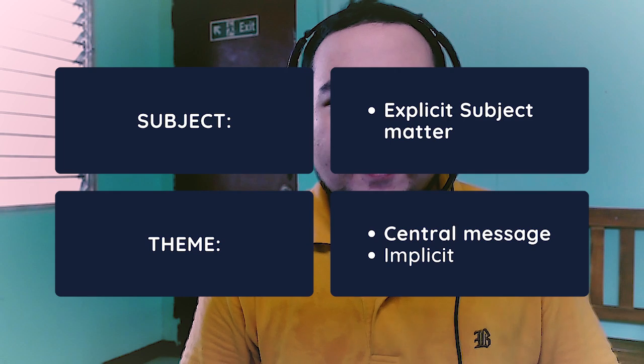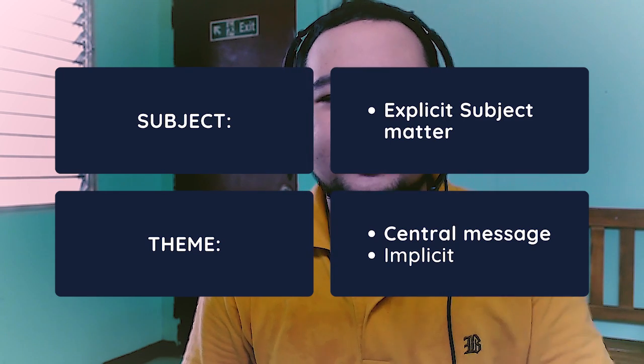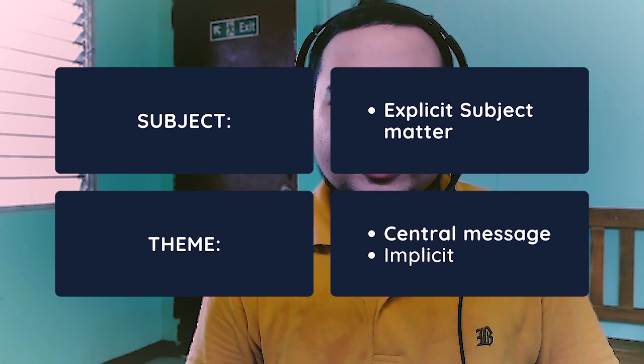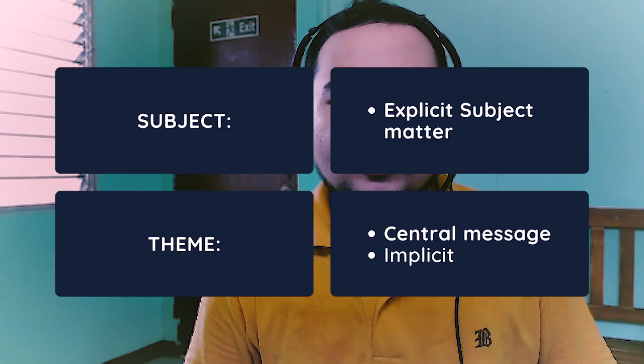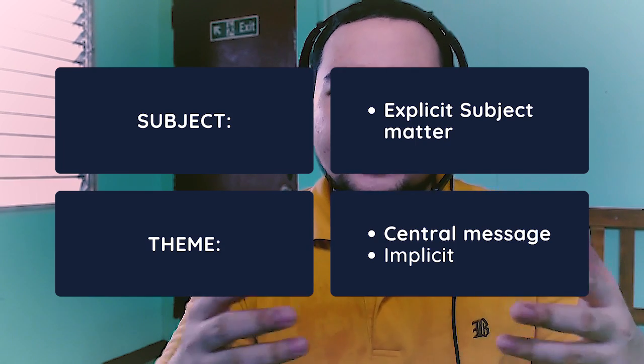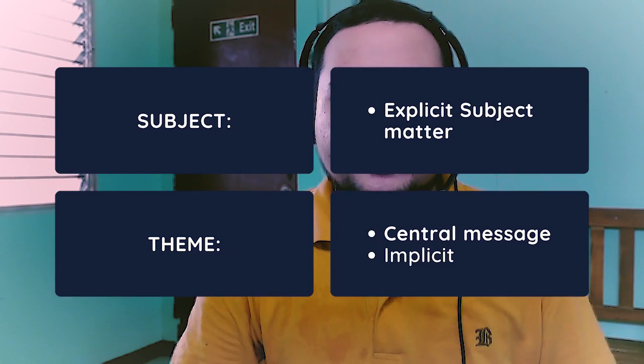So subjects and themes exist in other types of creative writing as well, such as fiction, short story, drama, and movies or film. So it has a universal meaning. Remember that. So the theme relates to the central message of the poem. It can be implicit, and meanwhile, the subject is the explicit subject matter of the book. So a theme is implied when the subject is clearly stated.